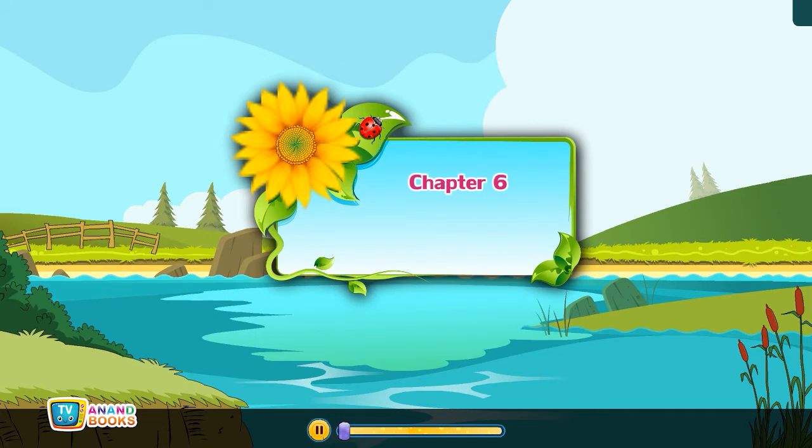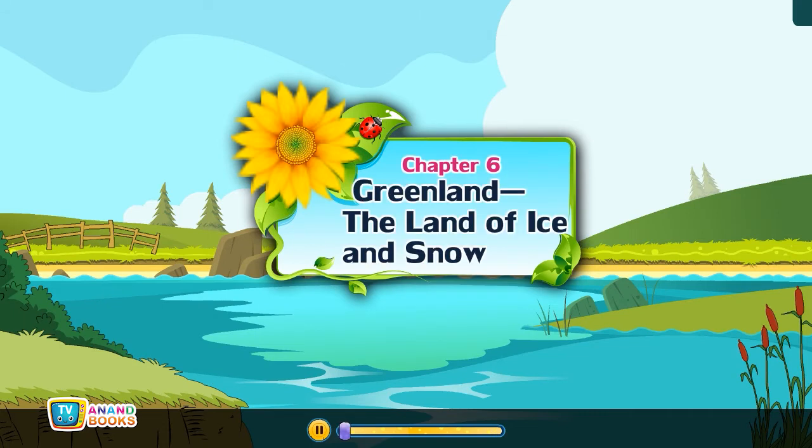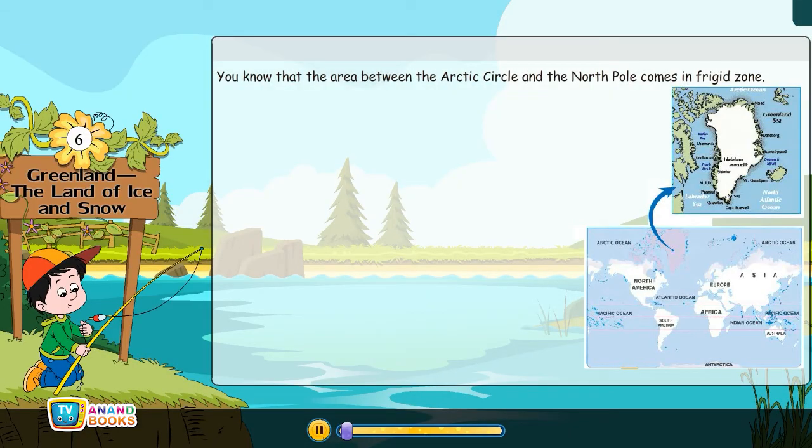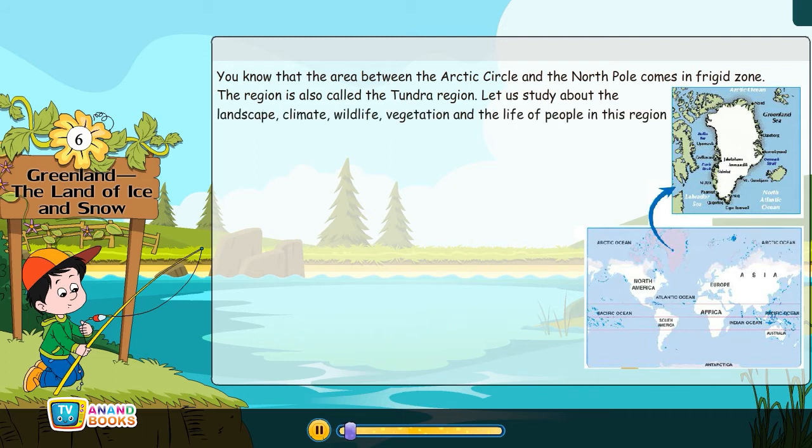Chapter 6: Greenland, the land of ice and snow. You know that the area between the Arctic Circle and the North Pole comes in the frigid zone. The region is also called the tundra region. Let us study about the landscape, climate, wildlife, vegetation and the life of people in this region by taking the example of Greenland, the land of ice and snow.